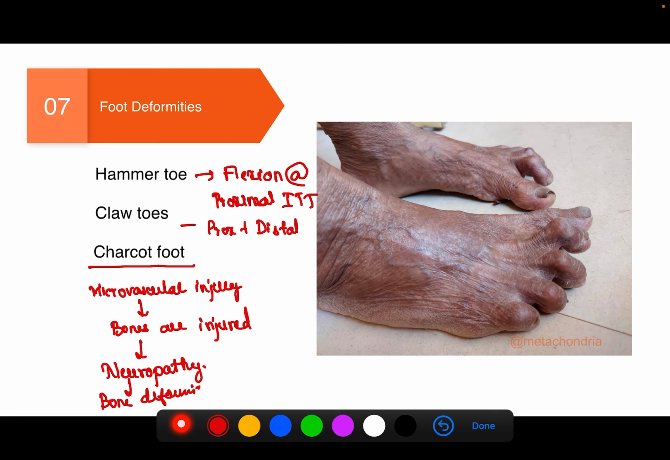So this is an image of a patient who came to my clinic. Can you tell me what is the deformity seen here? Let me encircle it for you. Here there is flexion at the proximal or distal joint? It's at the proximal. So what is this? It is hammer toe.